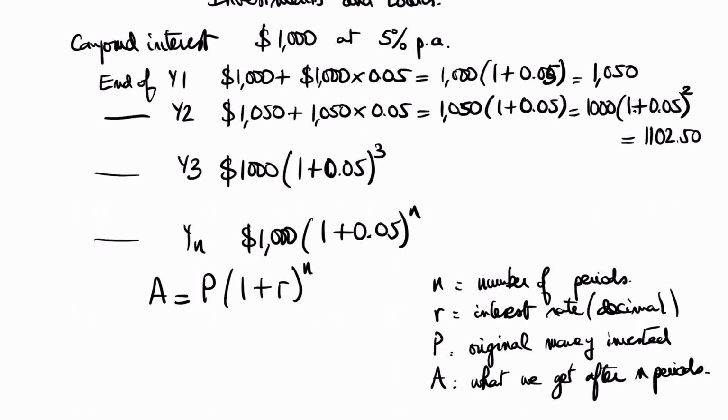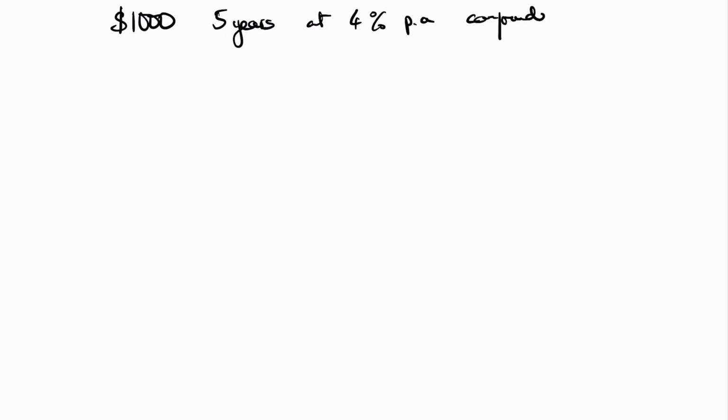Right, let's do just a quick example. Say we invest $1,000 for 5 years at 4% per year, compounded. How much money do we get? Well, we get A = 1,000 times (1 plus 0.04) to the power of 5, which is approximately 1,217.